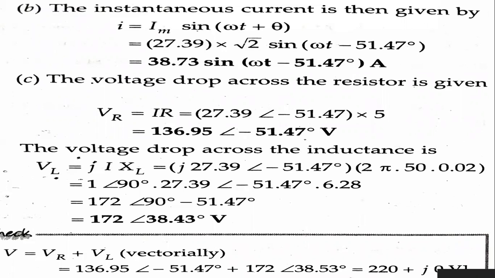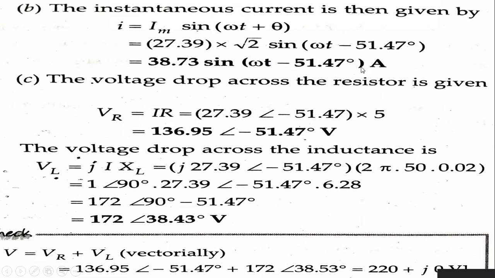In the previous case you calculated the effective current, so that effective current into root 2 is nothing but my Im, sine of omega t minus theta, where theta is 51.47. Now substitute the value. If you don't want to substitute the omega t value, keep it as it is. So here it will be 38.73. If you multiply 27.39 and root 2, you will get 38.73, and the sine and omega t will be as they are, and 51.47. Otherwise you can substitute the value of omega, 2 pi f. But there is no need, since the question then arises for t, so the better way is to keep omega t as it is.